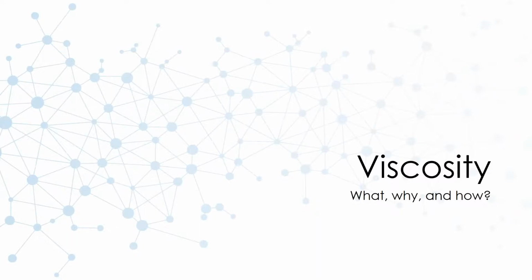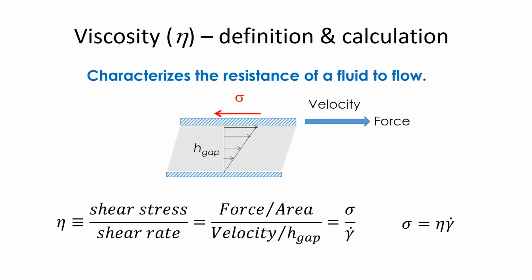Okay, so first off then, viscosity. What is it? Why do we care? And how can we measure it? So viscosity is just a defined property, and so it's a calculated property. It's not directly measured, which is why a lot of times you have strange artifacts in viscosity measurements, because it's not a direct measurement, it's a calculation, and a lot of conditions have to be satisfied for this calculation to be correct. But viscosity, just a general way to think of it, is that it's going to characterize the resistance that your fluid has to flow.